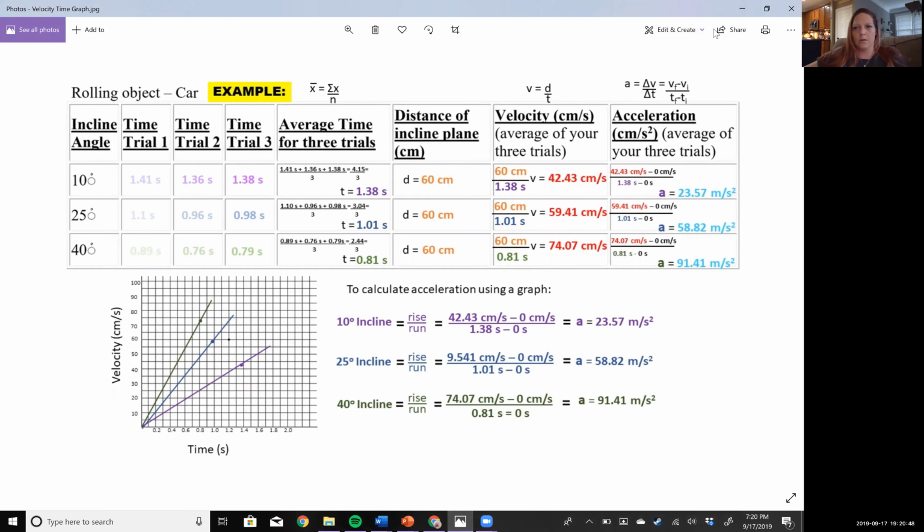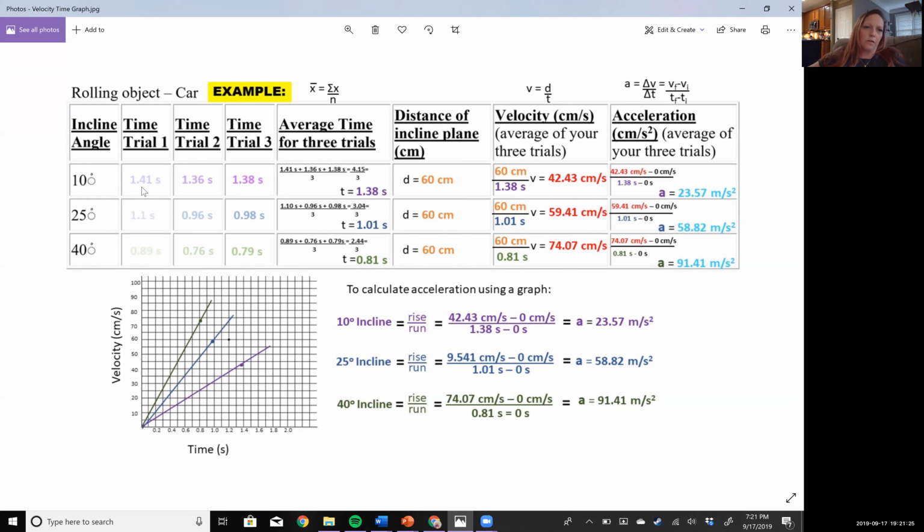Let me move that out of the way. Can't make it any smaller. All right, so here's what we have. We have our rolling car. This is your example. So this is our formula for average right here. This means average equals sigma x over n. So what that means is exactly this. You take all of the different values, that's sigma x, sigma means sum of the values, and you divide it by n, which is the number of values. I think most of you all understood this part.